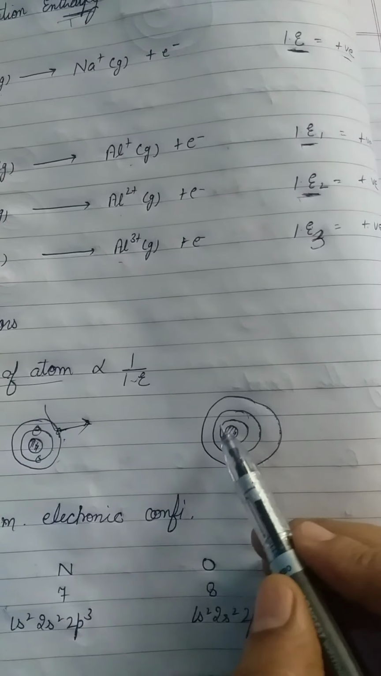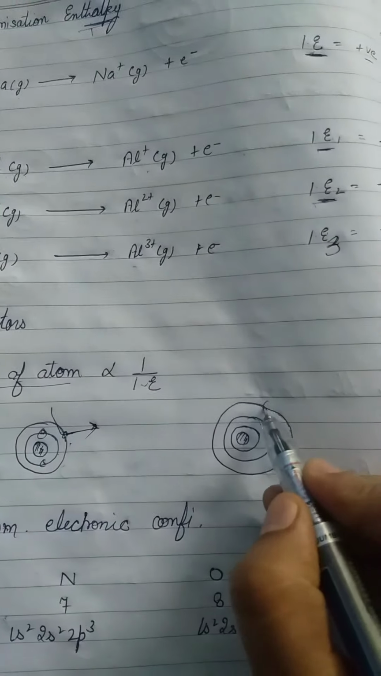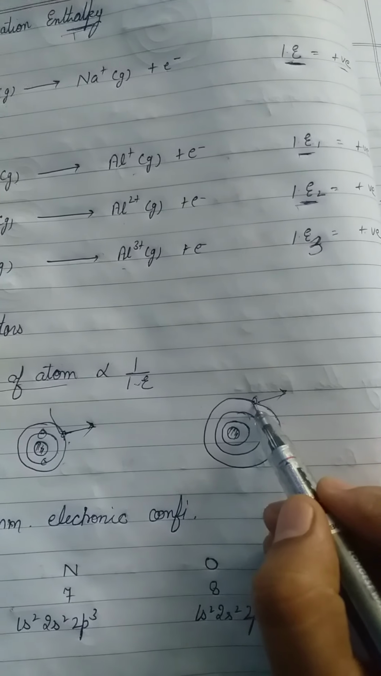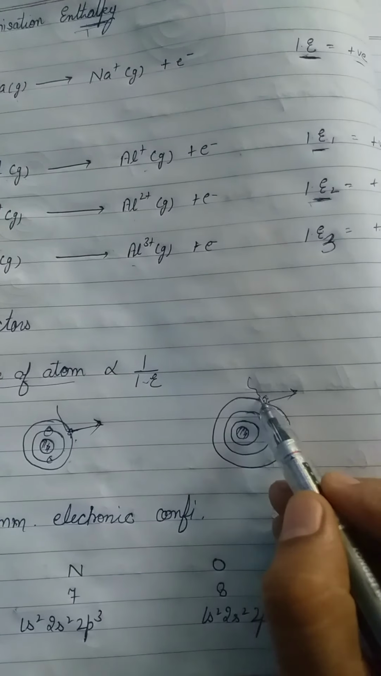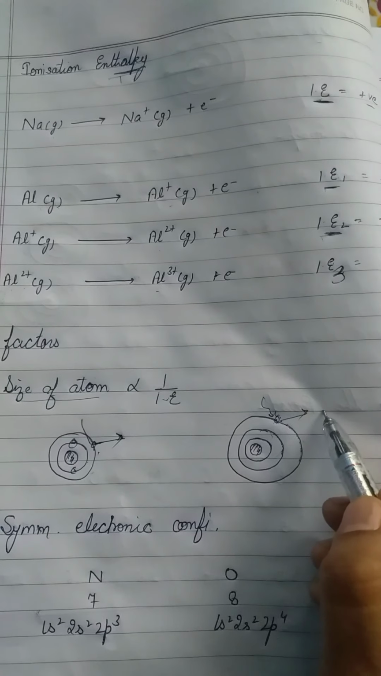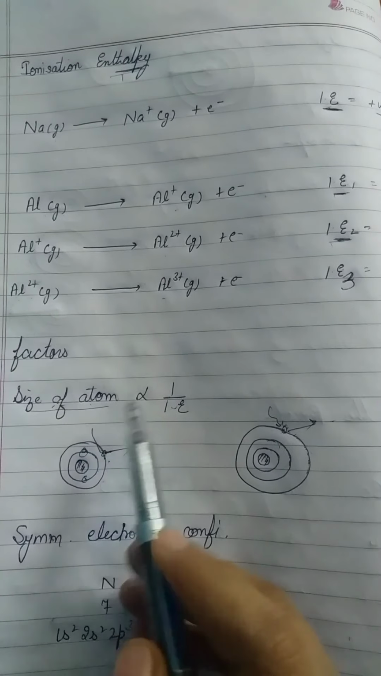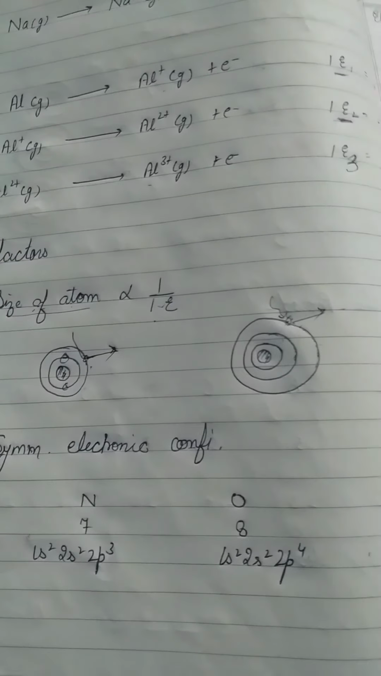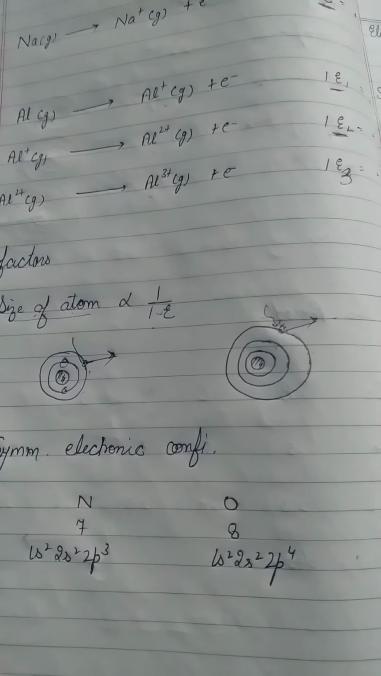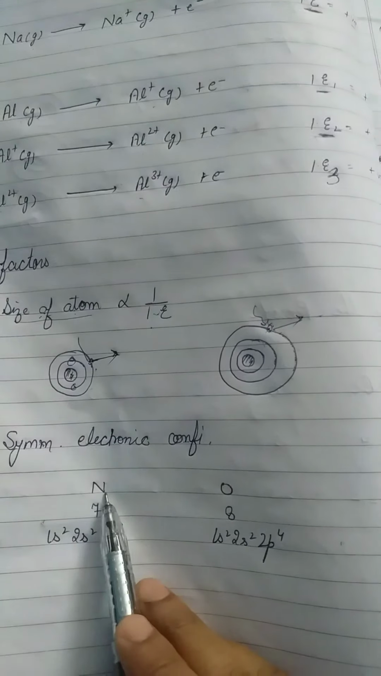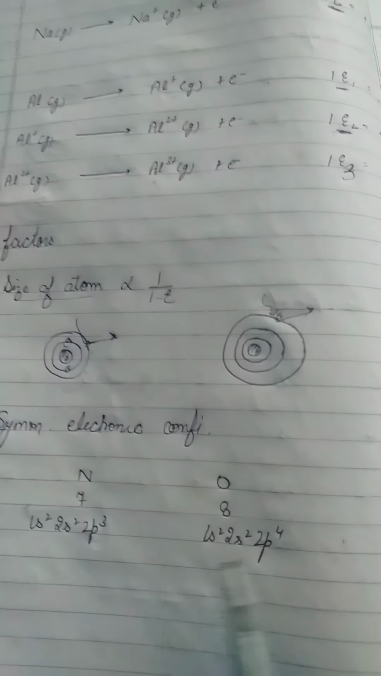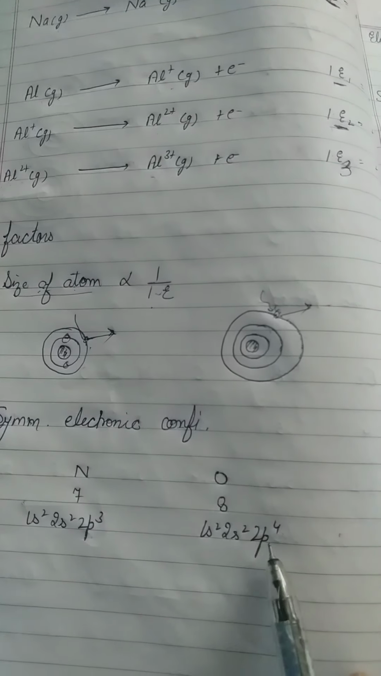On the other hand, now we have a larger atom, and we have to remove an electron from here. This electron is far away from the nucleus. As the electron is far away from the nucleus, it becomes easier to remove the electron. So as the size of the atom increases, ionization enthalpy decreases. Another factor is symmetrical electronic configuration. Here I want to discuss that half-filled and fully filled electronic configurations are extra stable. You can see in the case of nitrogen and oxygen. Nitrogen has electronic configuration 1s2, 2s2, 2p3, whereas oxygen has 1s2, 2s2 and 2p4.